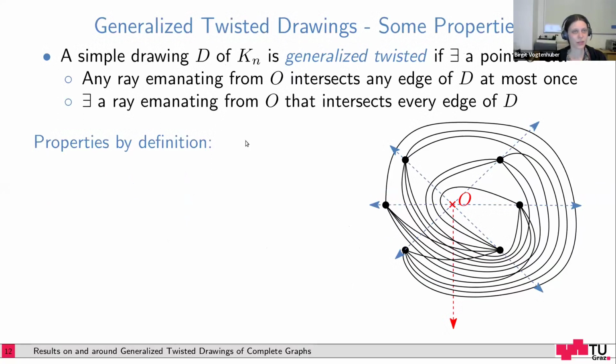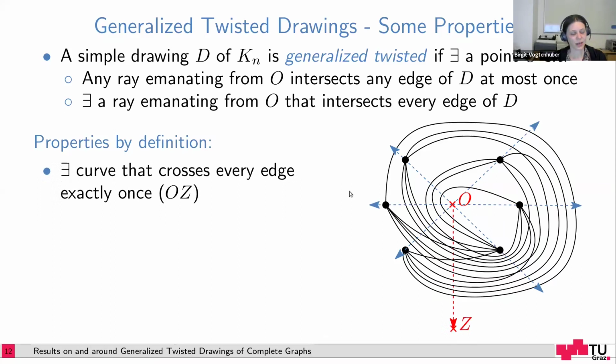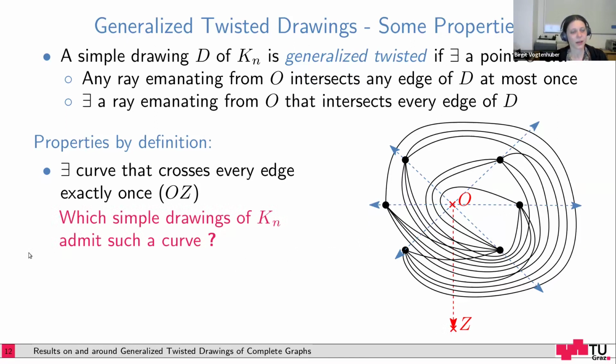Why are twisted drawings interesting? Well, they are interesting because they have interesting properties. One property by definition is that they admit a curve that crosses every edge of the drawing exactly once. This ray OZ would be such a curve. And an open question that I'll answer in this talk is which simple drawings of the complete graph admit such a curve.